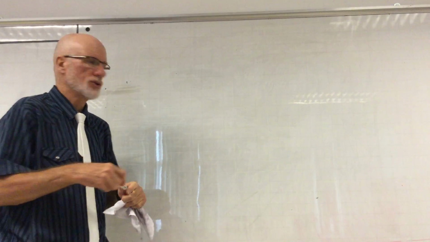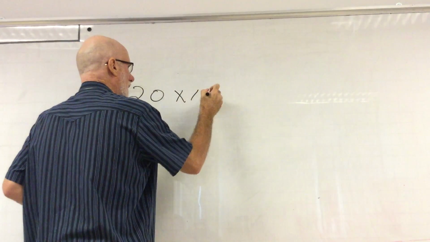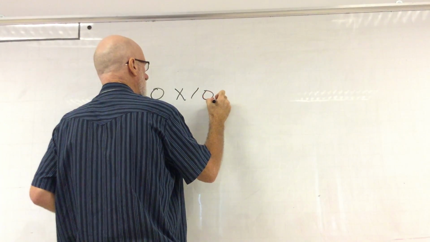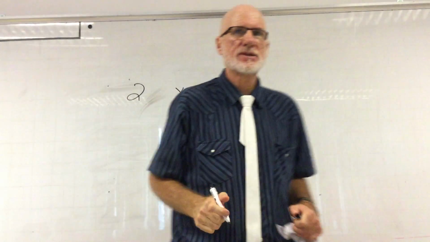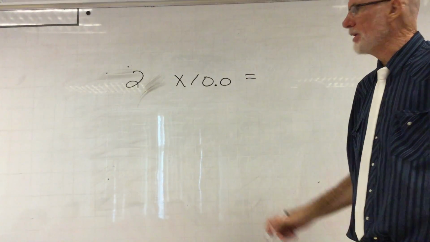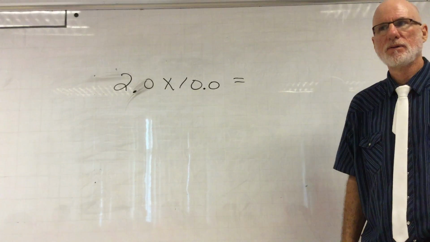reducing data, some rules. For instance, what is 2.0 times 10.0? What does that equal? What is 2.0 times 10.0? 20.0.